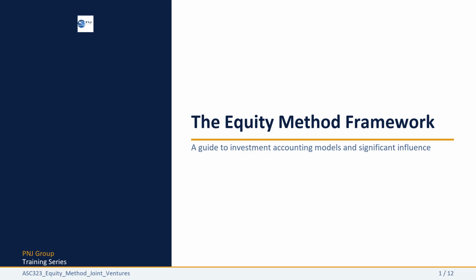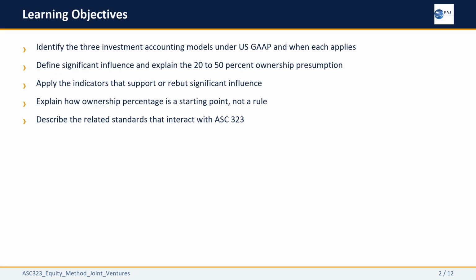Let us get started. By the end of this section, you will be able to identify which of the three accounting models applies to a given investment, define what significant influence really means, and apply the indicators that support or rebut it. You will also understand why ownership percentage is just a starting point and which other standards connect to this topic. These foundations are critical before we move into the mechanics of applying the equity method.